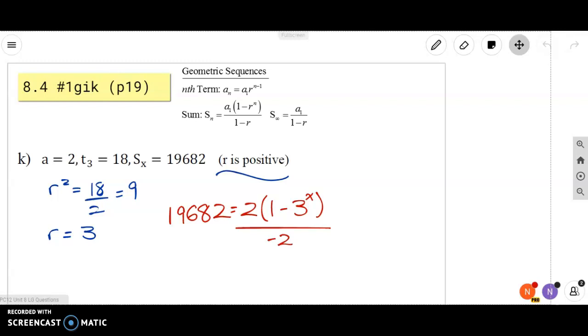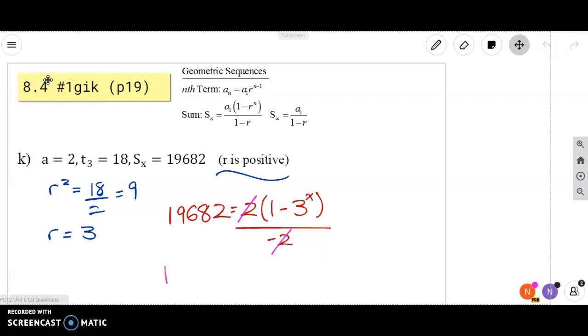And I'm going to do whatever I can to reduce this a little bit. I can divide out by that 2. I can maybe move that negative. Eventually I'm going to be solving for x, so I'm going to try and rearrange this so I have 3 to the power of x by itself. I'm just going to reduce out those 2's, and I'll change the sign on the 1 and the 3 to the power of x to account for the negative sign.